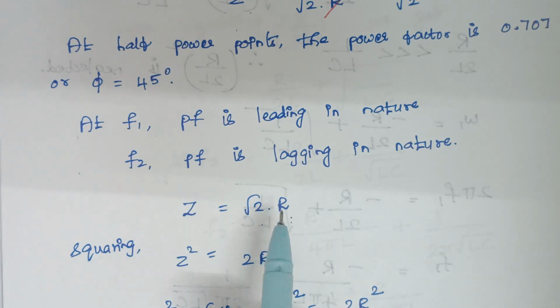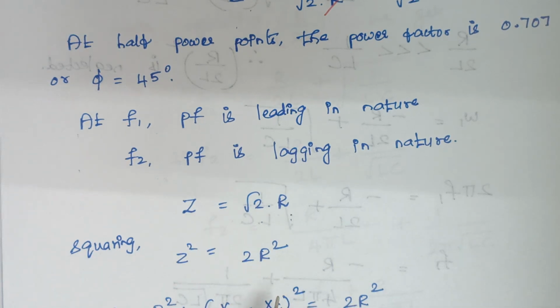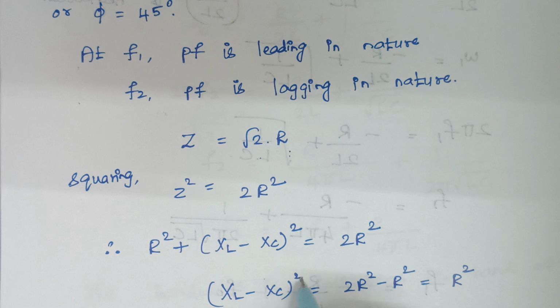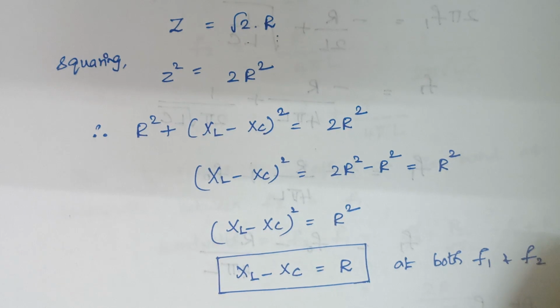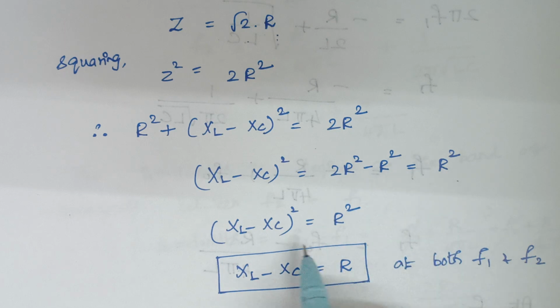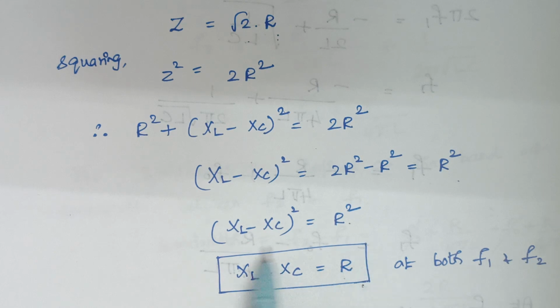So squaring on both sides, that gives Z square equal to 2R square. And what is the formula for Z square? It is nothing but R square plus (XL minus XC) the whole square, which is again equal to 2R square. So when you rearrange, you see (XL minus XC) whole square is equal to R square. When you take square root on both sides, XL minus XC becomes equal to R, right? So this is our base formula. Now we are going to find the respective cutoff frequencies and bandwidth based upon this formula.